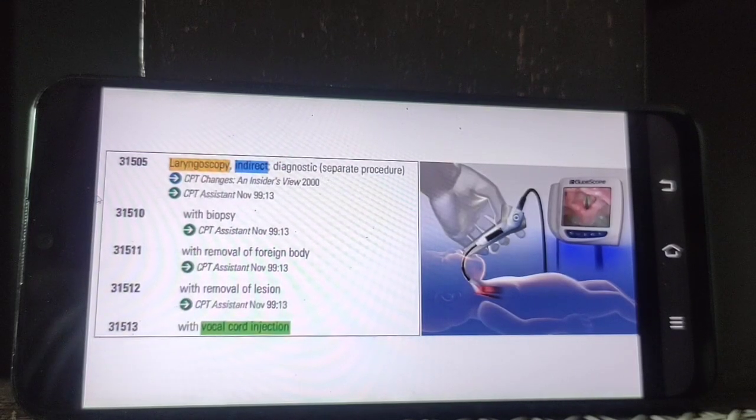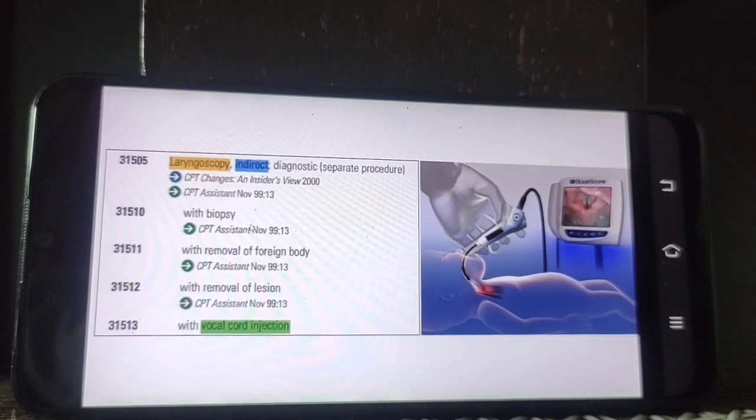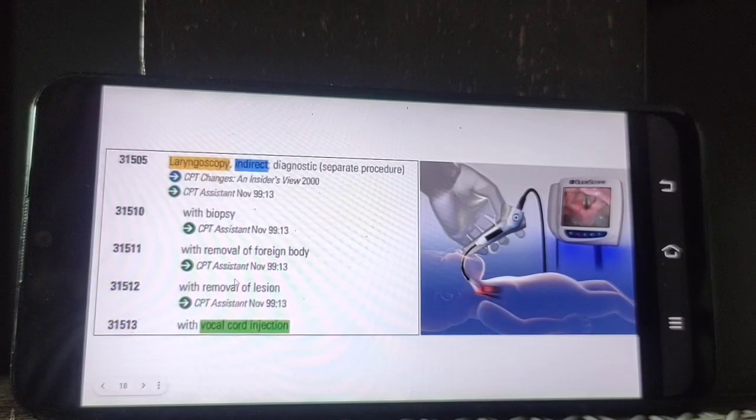Foreign body removal means 511. Lesion removal means 512. Suppose for vocal cord injection means 513. Apart from these four reasons, for any other reason, if doctors use laryngoscopy for diagnostic purpose, go for 505. Did you understand? Yes, ma'am.